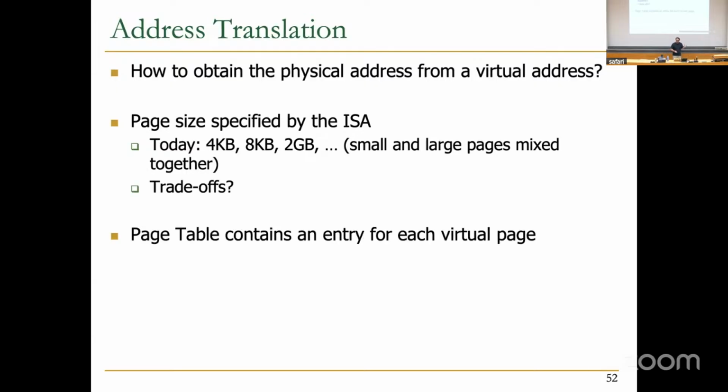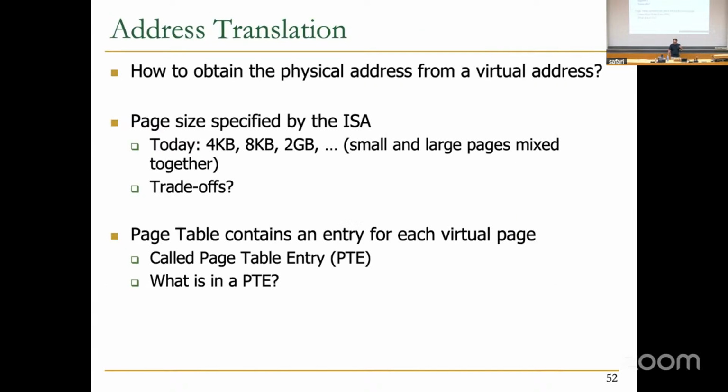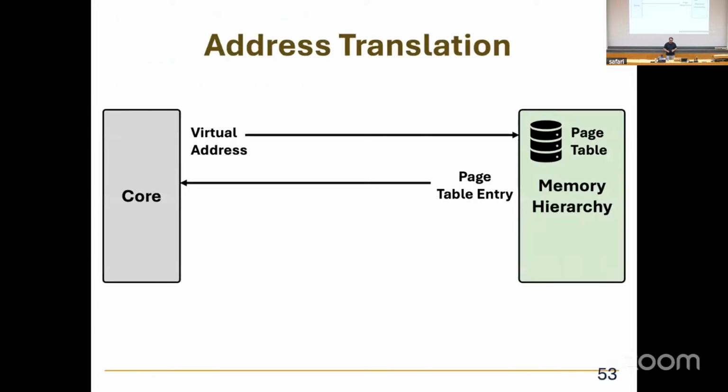So the page table contains an entry for each virtual page. We will call it the page table entry, or PTE, for simplicity. In a PTE, we basically store the translation and some other memory protection bits. So how does address translation happen? We have a core. Right now, you're using, let's say, ARM cores in your CPUs, in your laptops. And the core tries to access a memory location using the virtual address. You're using A of I, let's say.